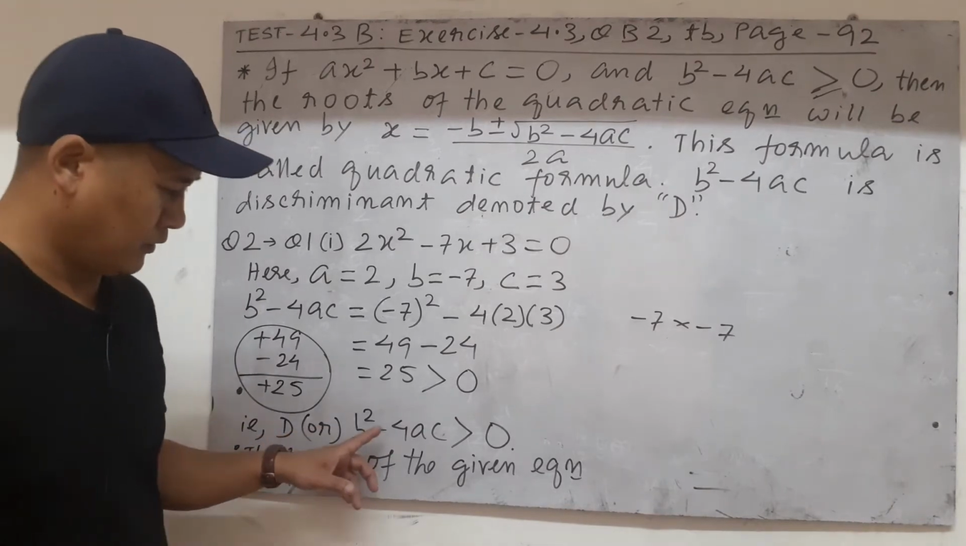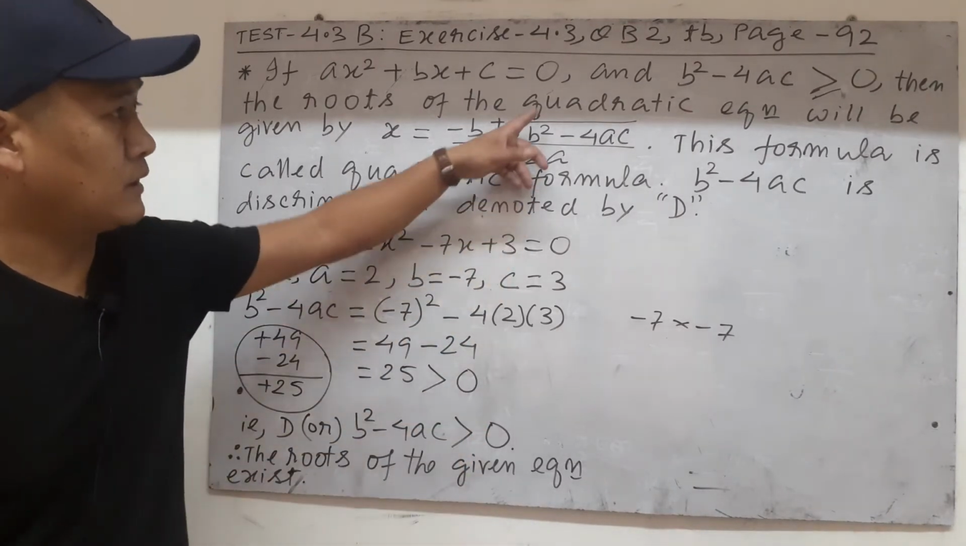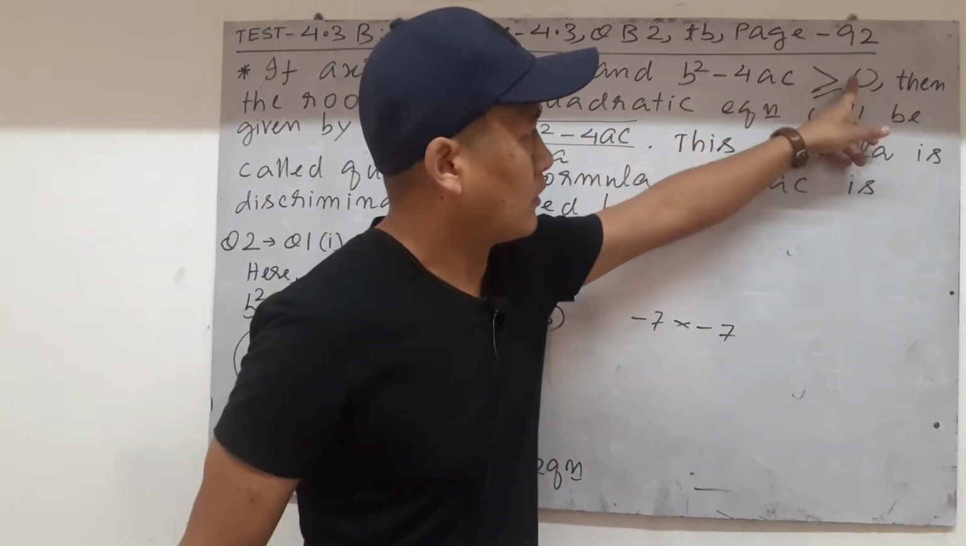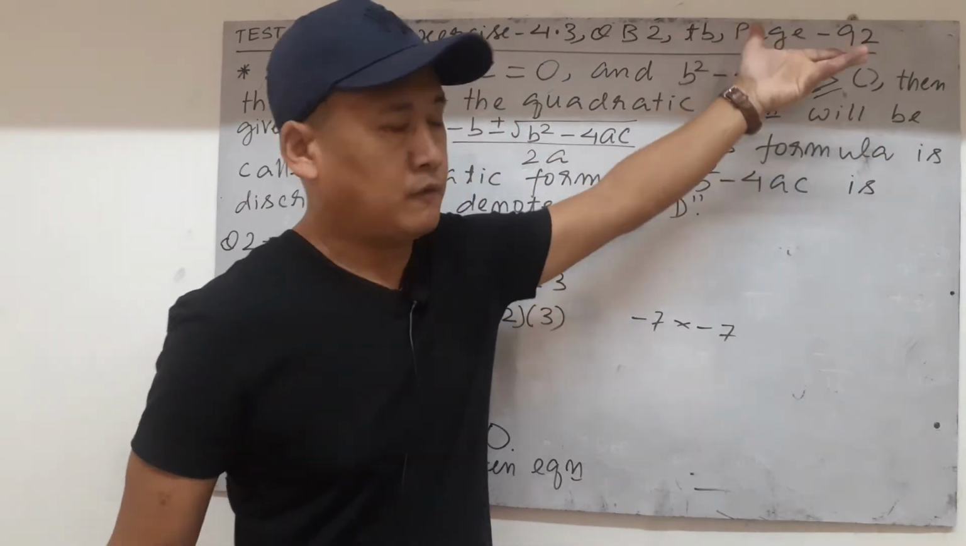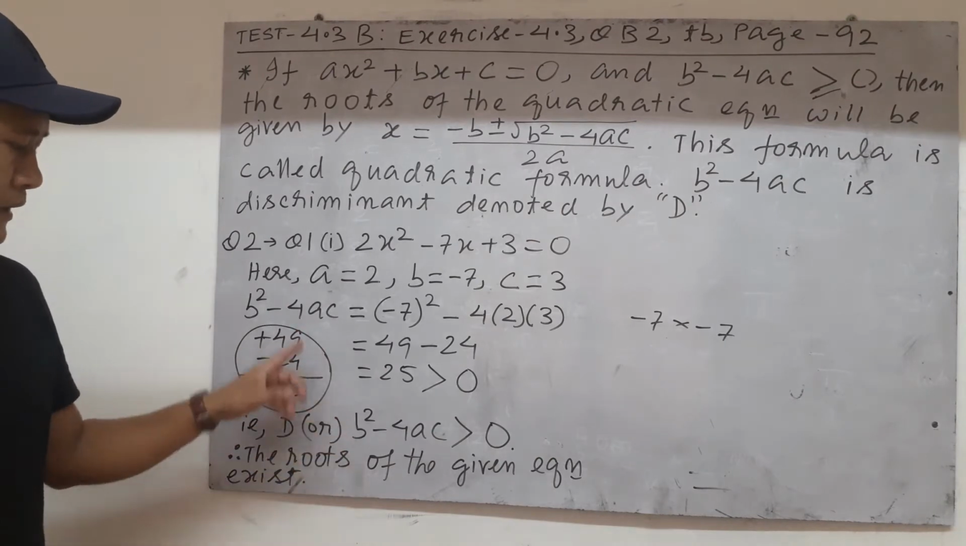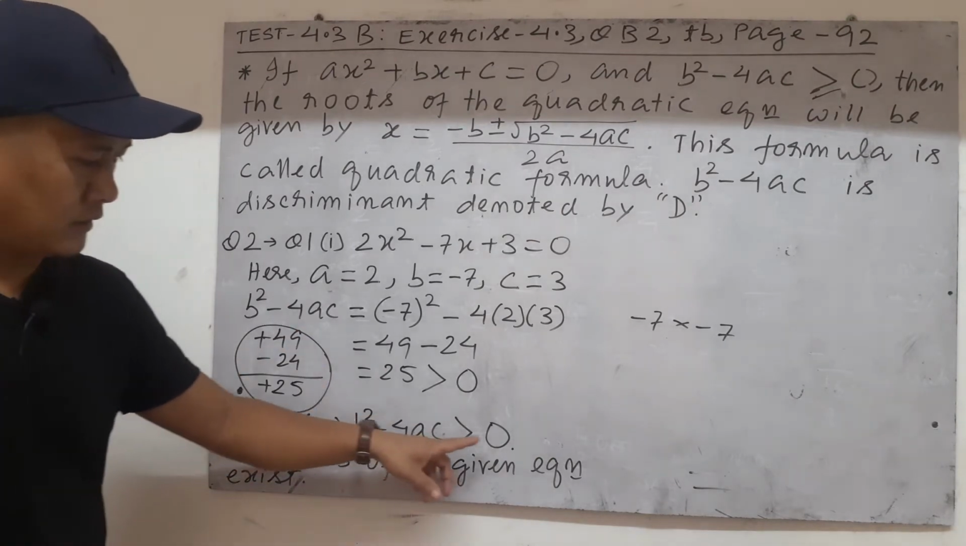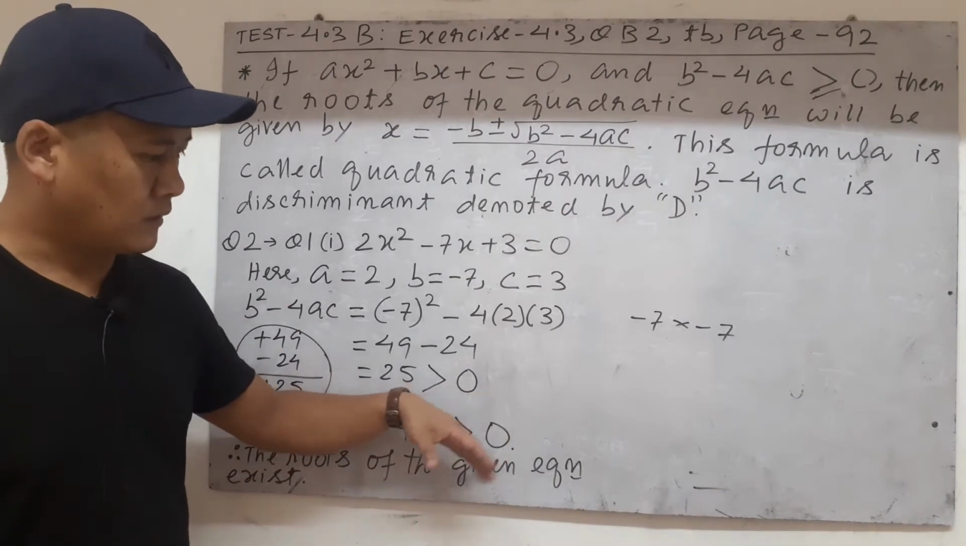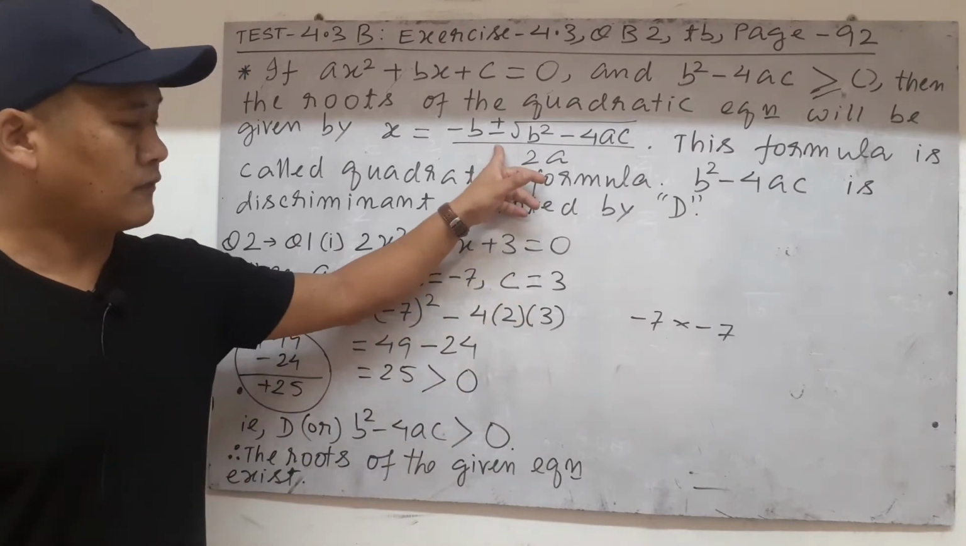The roots exist because it's greater than 0. Here we see if it's greater than 0 or equal to 0, then they have roots, so we use the formula. So even only if b squared minus 4ac is greater than 0 or equal to 0, then we'll proceed to solve by using this formula.